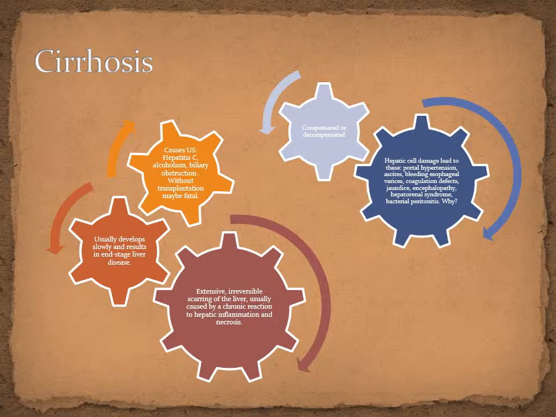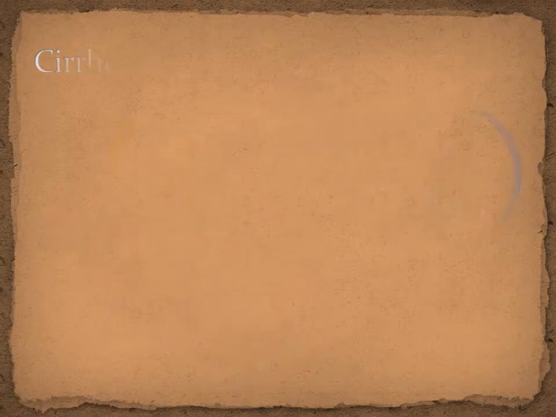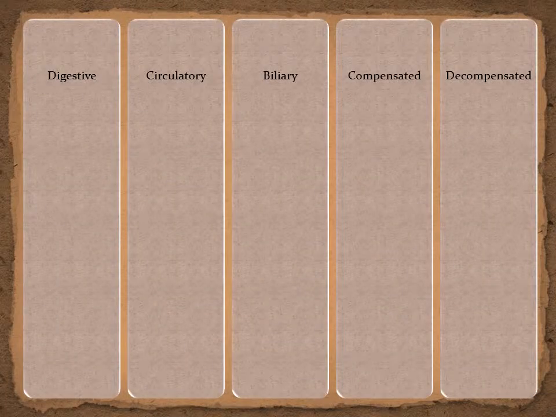Tissue becomes nodular, which can block bile ducts and normal blood flow. Causes can be alcoholic cirrhosis, post-necrotic cirrhosis, that's viral or drugs, biliary cirrhosis, and cardiac cirrhosis. It can be compensated or decompensated. So basically it's going to affect the digestive, the circulatory, and the biliary systems, and it can be compensated or decompensated.